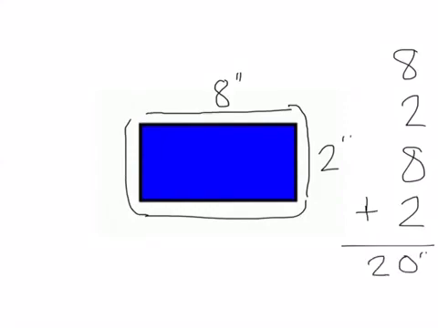Now notice a few things. How many sides does the rectangle have? 4. And how many numbers do I have to make the perimeter? 4. So I have a number representing each side length.